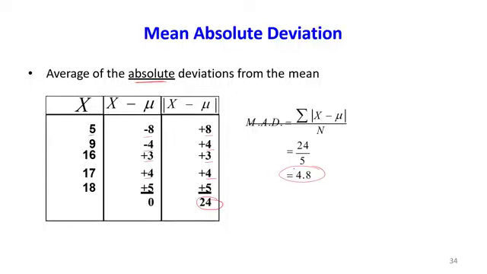So the mean absolute deviation will give me a rough idea that the values are deviating plus minus 4.8 of the mean. The mean is 13, so I can say plus minus 4.8. This is the kind of deviation I'm seeing in my data, because 13 is the mean and this is my mean absolute deviation. So this will give me a quick idea.